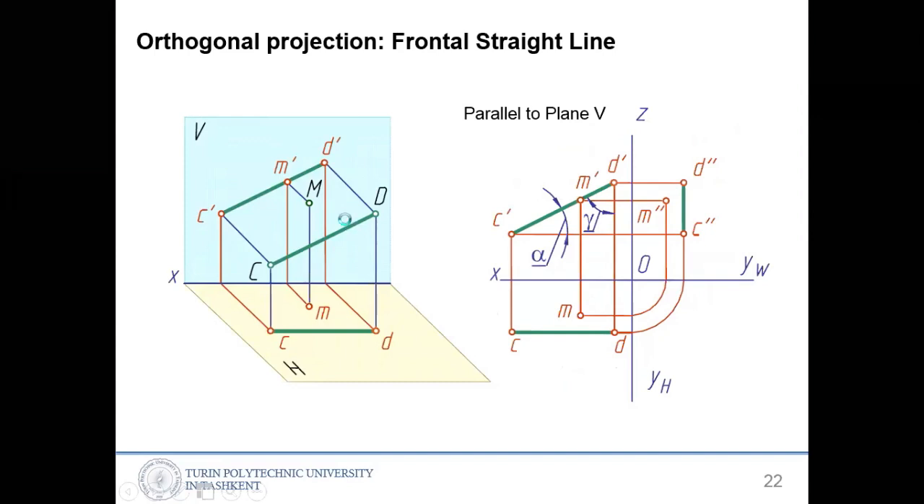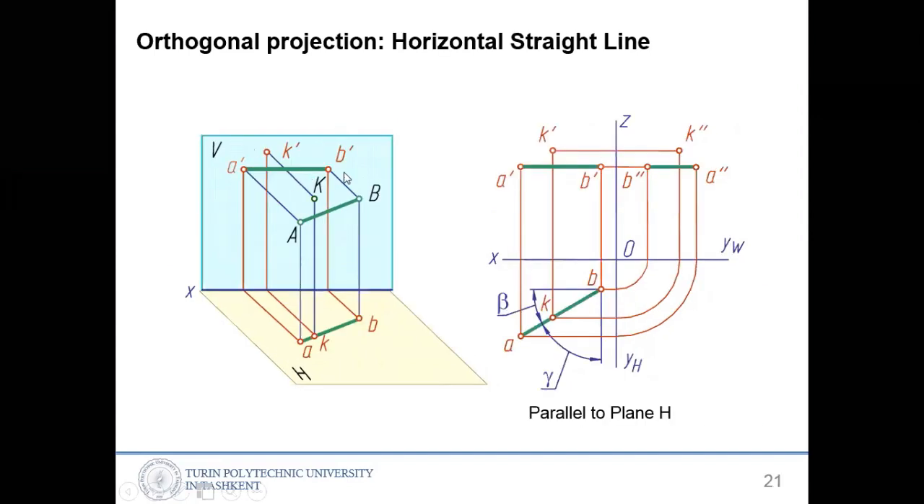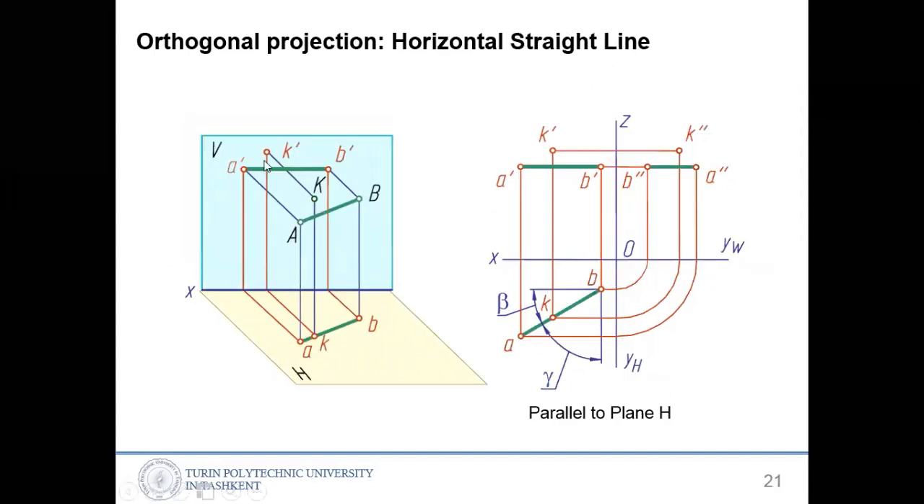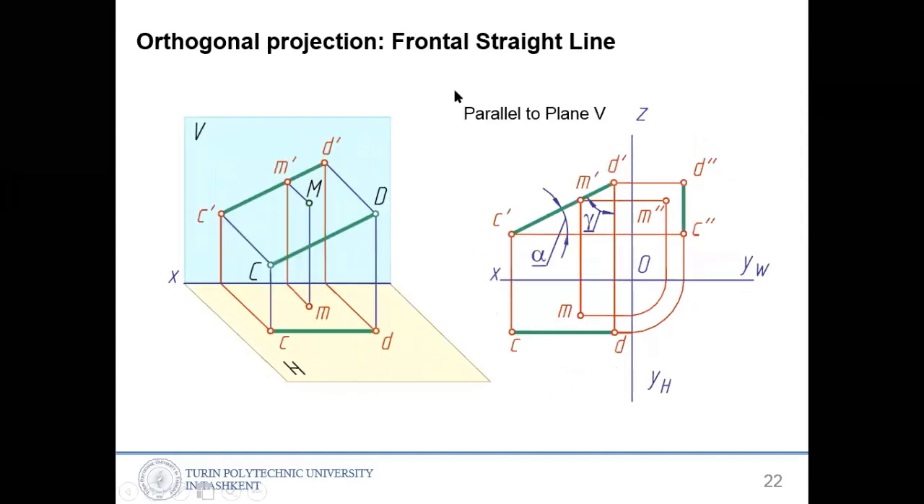Okay, so here is another projection. This line is parallel to the horizontal plane. If the line is parallel to the horizontal plane, we call it a horizontal straight line. If the line is parallel to the vertical, frontal plane, the V plane, we call it a frontal straight line. So it is like this.